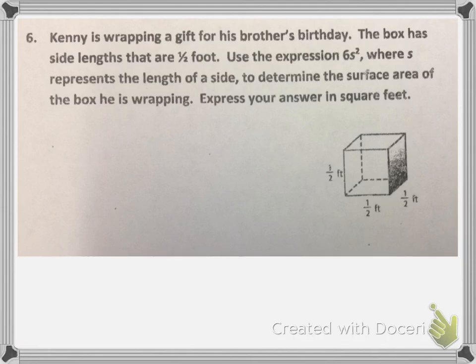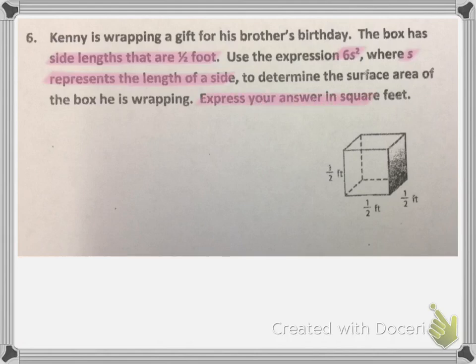So I'm going to highlight, because this is a word problem, the question and the important information. Well, I think it's good to know that the side lengths are 1/2 of a foot. We're using the expression 6s squared, and s represents the length of a side. Well, it just told us the length of each side is 1/2 of a foot, so that means s is going to equal 1/2 of a foot.